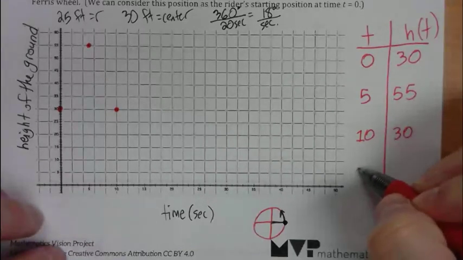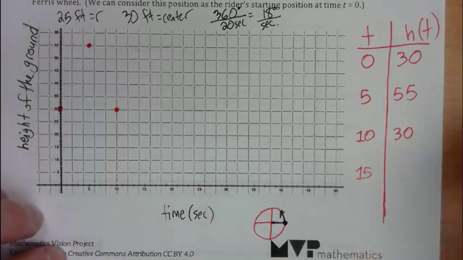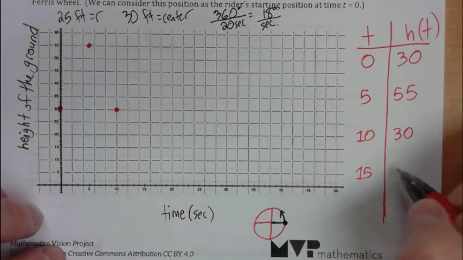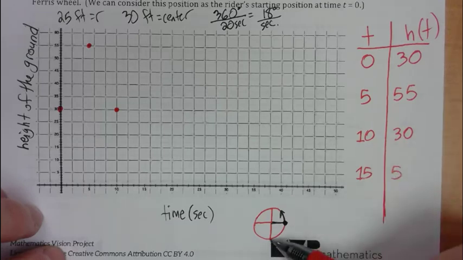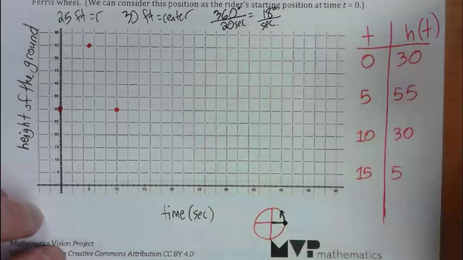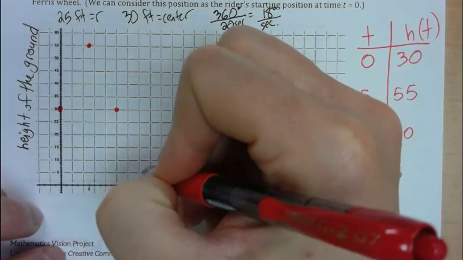Keep going another quarter turn. So now we have 15 by, so now back down to 5, because we're at the very bottom of the Ferris wheel now after 3/4 of a turn. So 15 seconds in, we are down at 5.